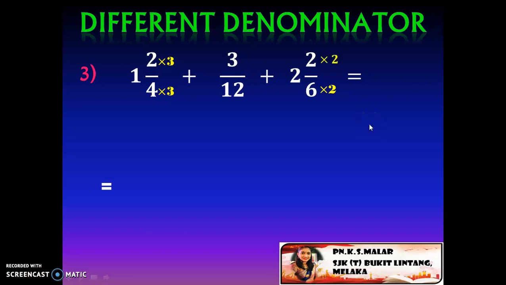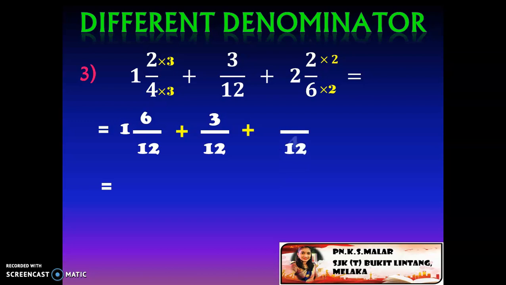So now students, we must drop all the numbers respectively. The first number, 4 times 3 is equal to 12. And then 2 times 3 is equal to 6. Then don't forget to drop this whole number. Next, plus this 3 over 12, we never make any changes. Even though we don't change anything, we still need to drop it down. And then we go to the next number. 6 times 2 is 12. 2 times 2 is 4. And don't forget again to drop the 2.